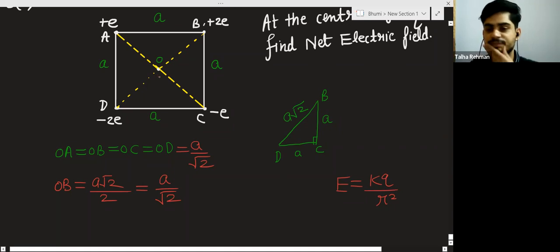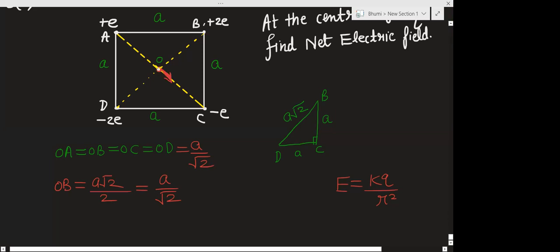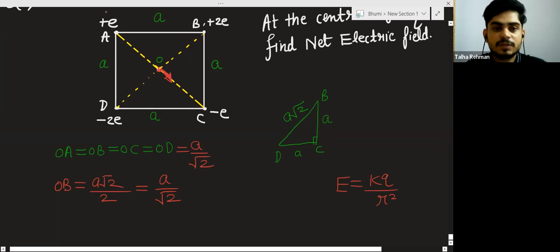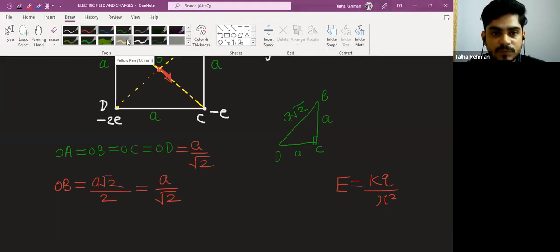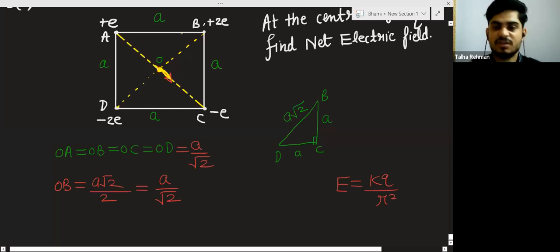Now calculate the direction. Calculate the direction at this point, the direction of electric field due to this charge. This is a positive charge, so at this point the direction of electric field will be in this direction. Yes, sir, in this direction. So I am saying this is EA. EA is in this direction, and due to this charge, the direction of electric field will be in this direction. This is EB.